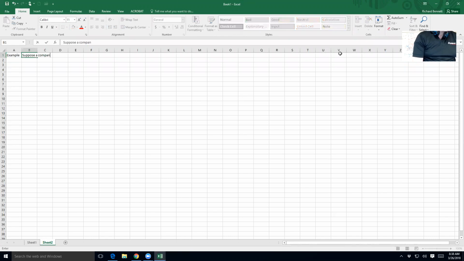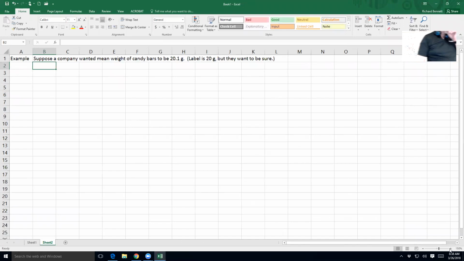Suppose a company wanted a mean weight of candy bars to be 20.1 grams. And the label is 20 grams, but they want to be sure. They give the customer more than they're asking for, right? Okay? All right. Suppose the standard deviation is 0.75 grams.